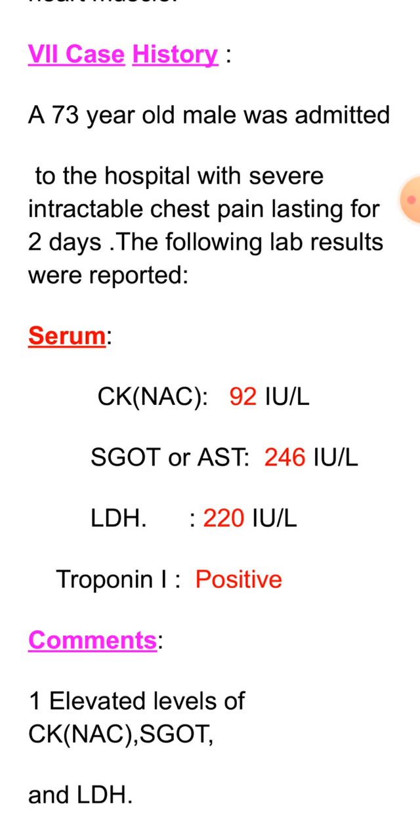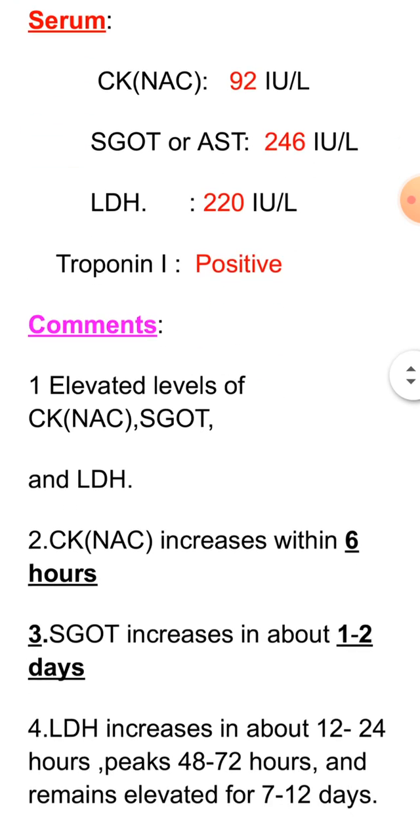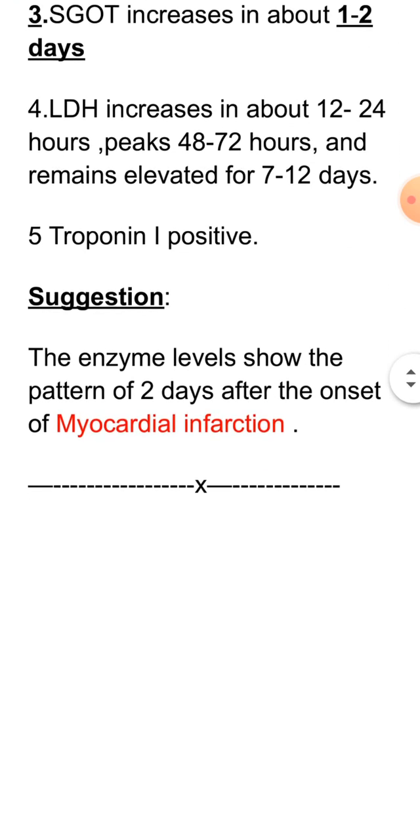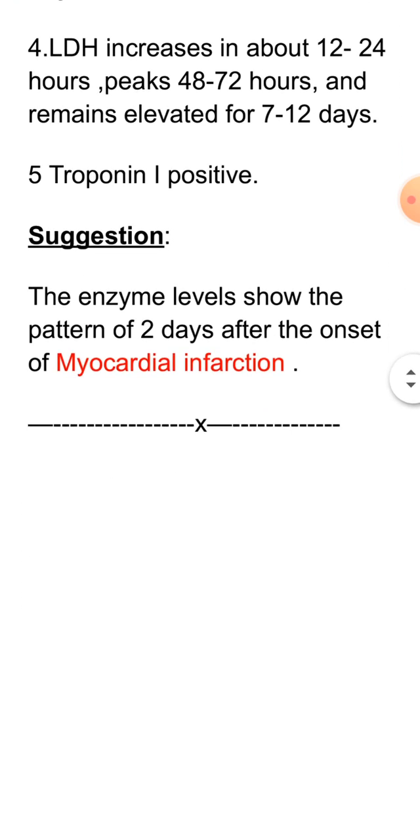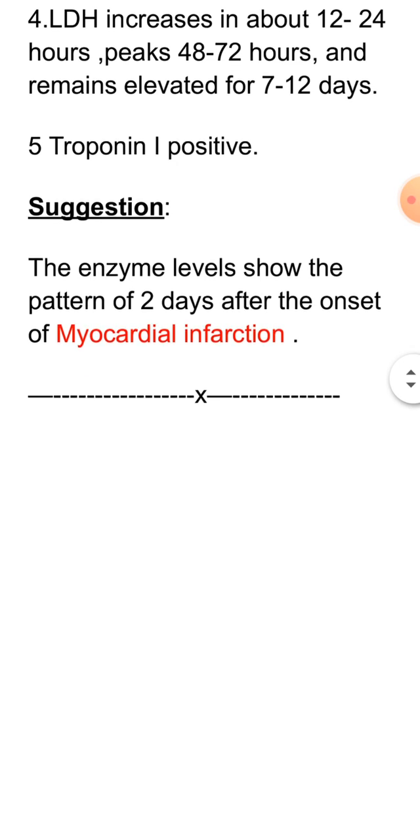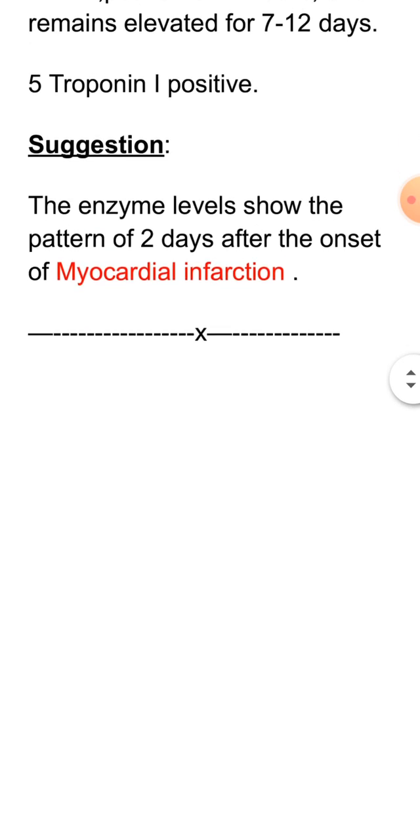Serum CK-NAC 92 IU per liter, AST 246 IU per liter, LDH 220 IU per liter, troponin I positive. The comment: elevated levels of CK-NAC, SGOT and LDH are seen and troponin I is positive. So it is a clear case of myocardial infarction. The enzyme level shows the pattern of 2 days after the onset of myocardial infarction.